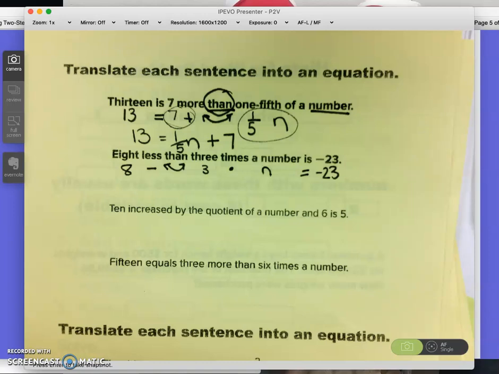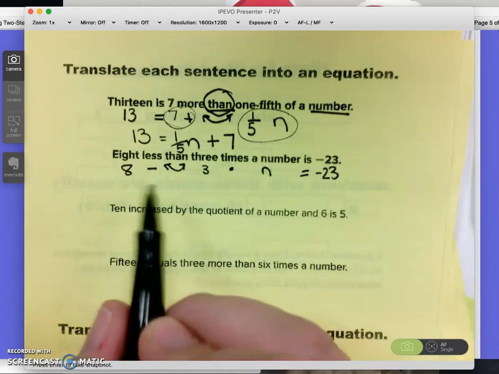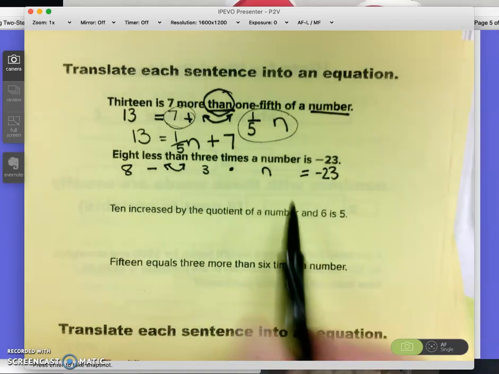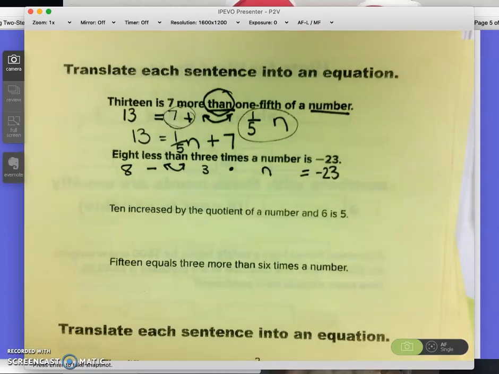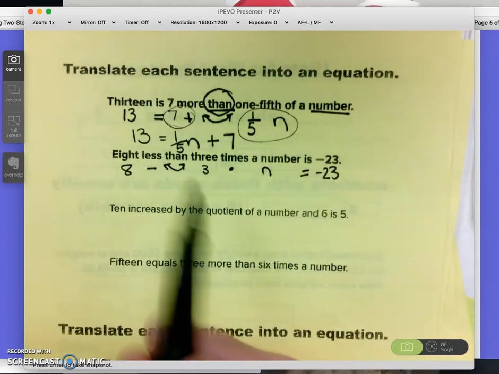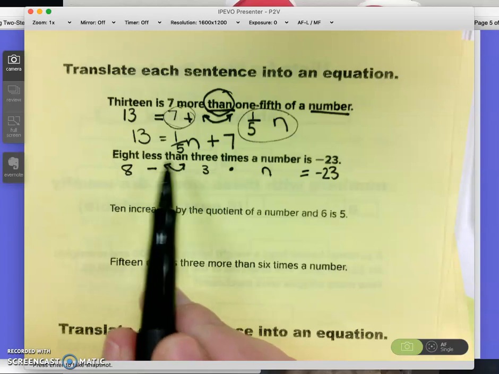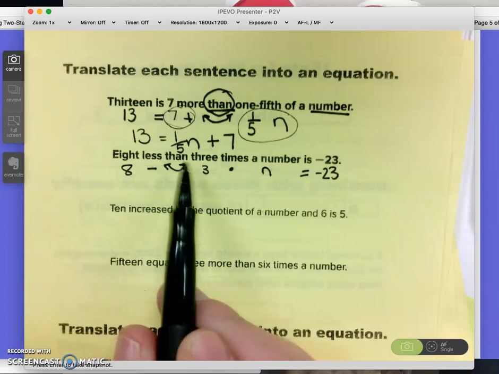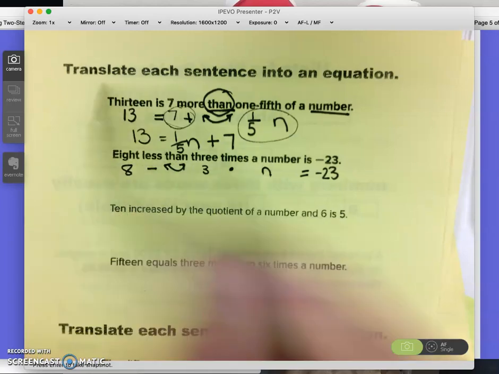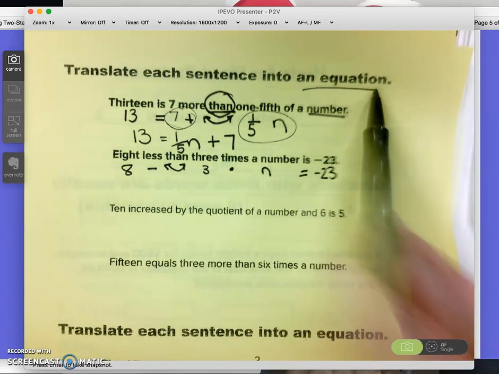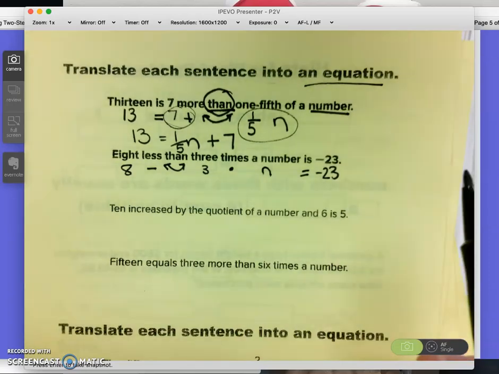So now I'm going to write my sentence. Huh? Oh, they're still in top one. Oh, okay. So you don't actually have to solve them. I'm just asking you to write them into an equation. 5. Yes. You did it right.